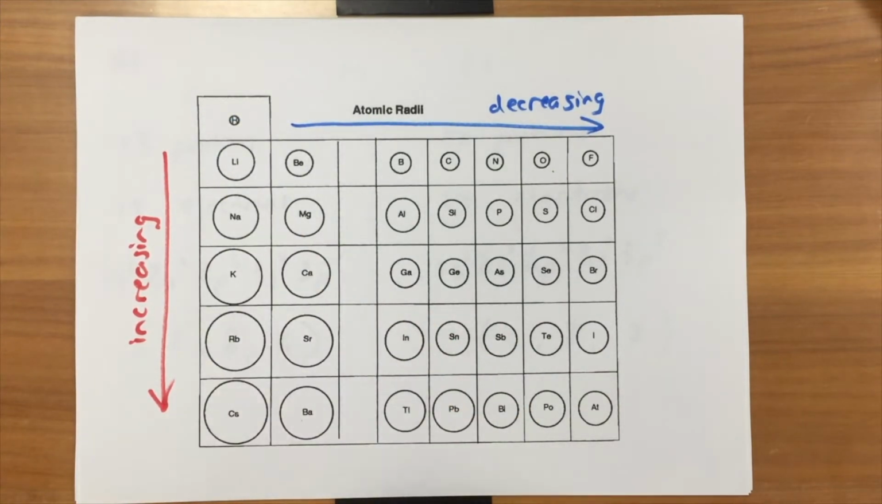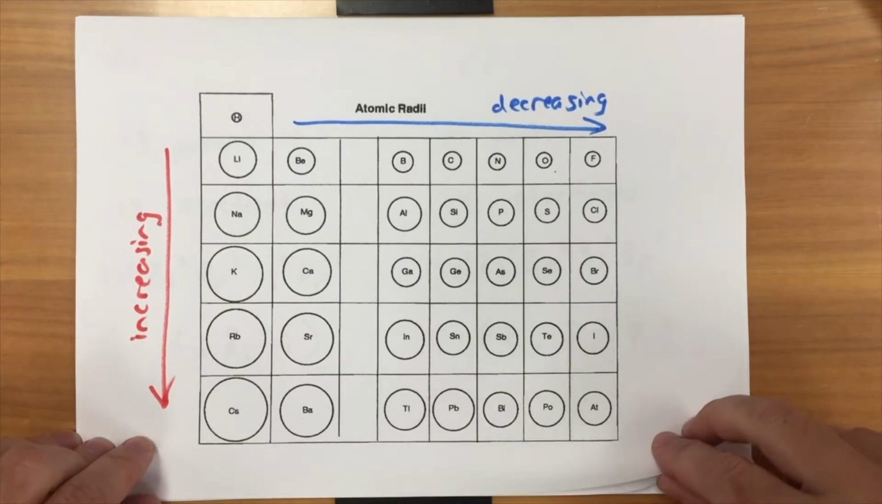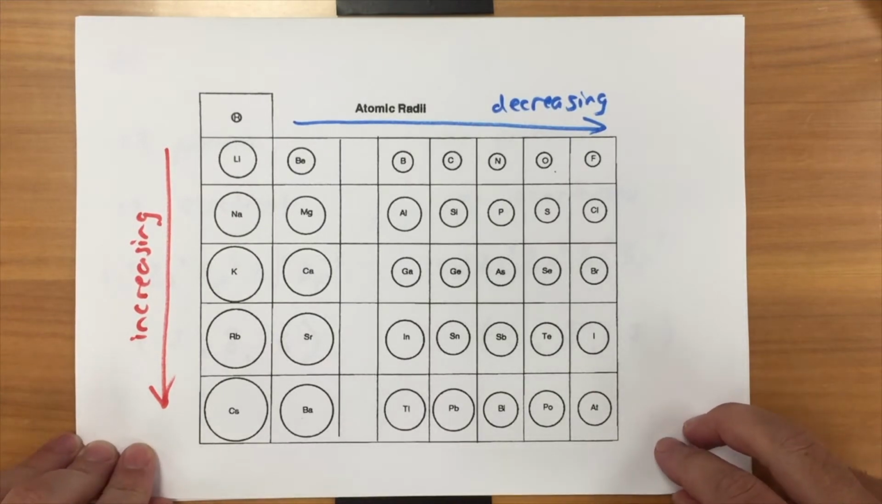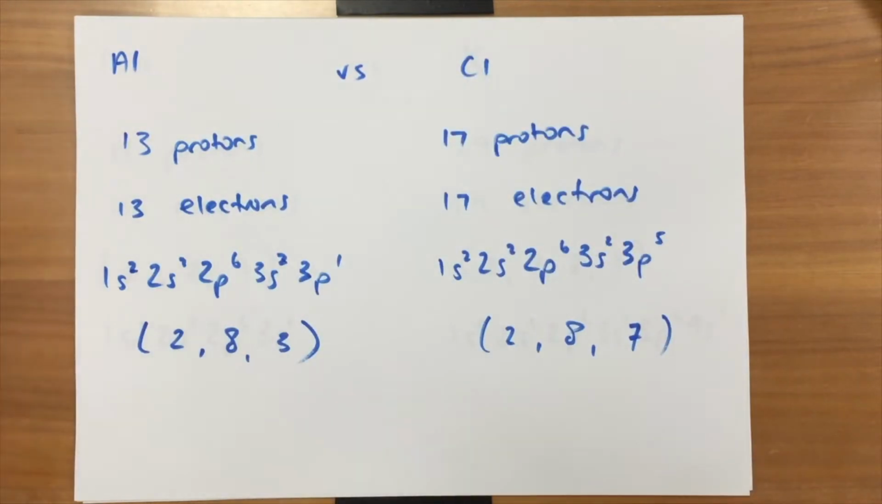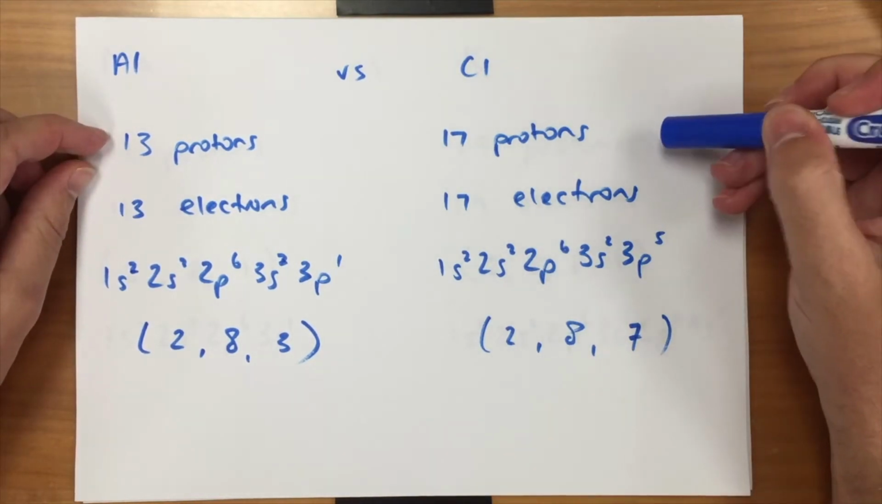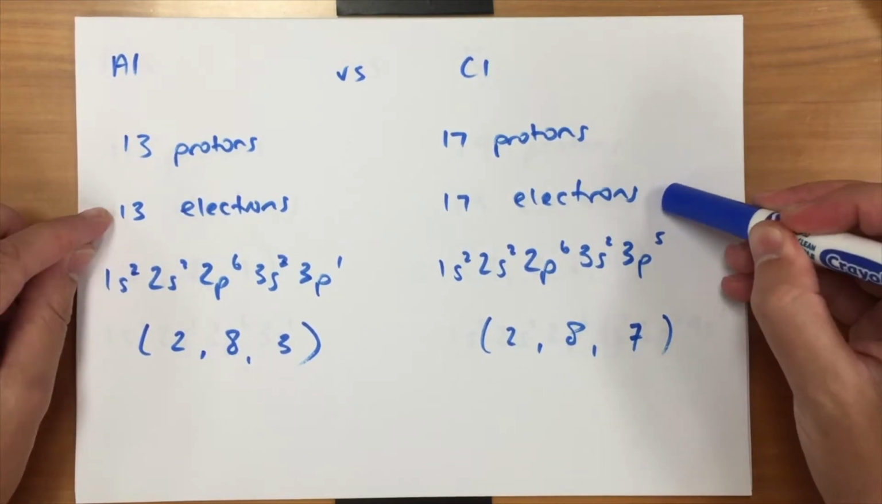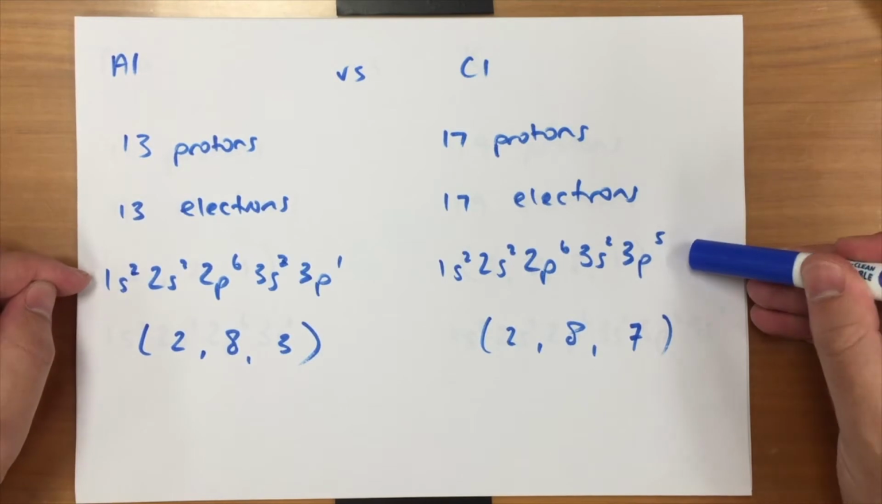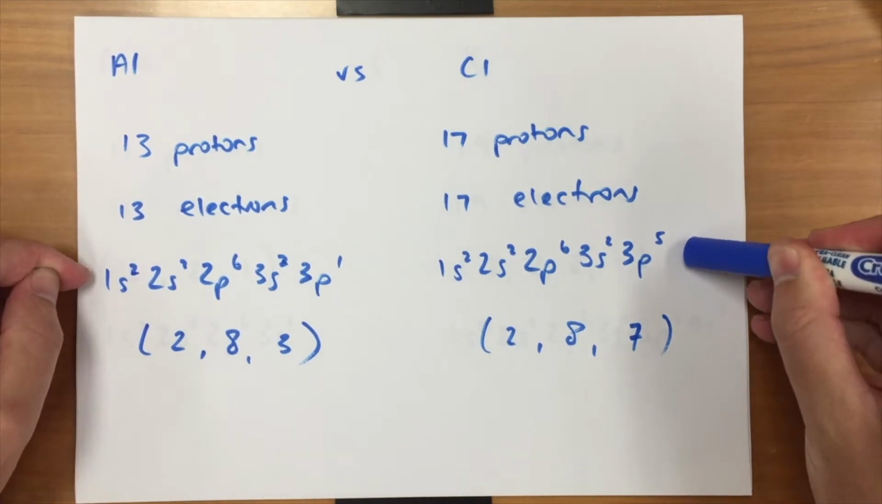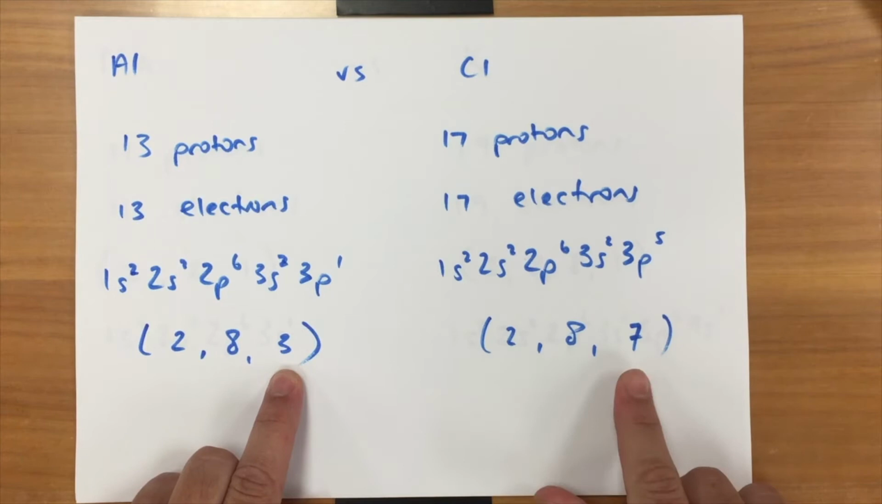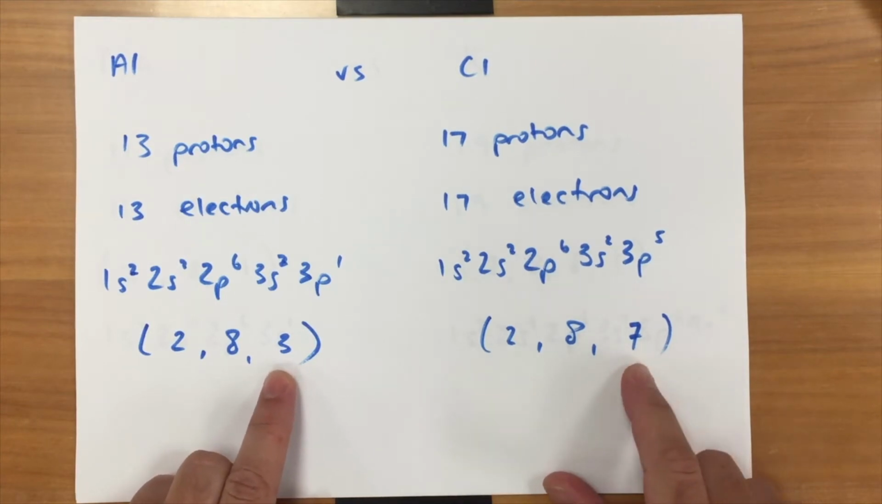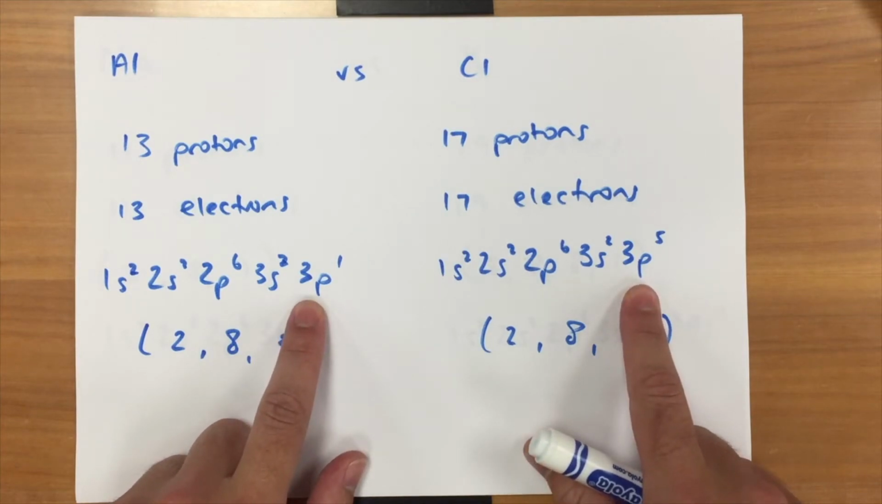So that's atomic radii, how the radius of atoms changes across the periodic table and down the periodic table. Let's look at a couple of examples. Let's look at aluminium and chlorine. Aluminium has 13 protons, chlorine has 17 protons. Aluminium therefore has 13 electrons and chlorine therefore has 17 electrons, and we can compare their 2 electron configurations, and we can see that aluminium has 3 in its valence shell, chlorine has 7 in its valence shell. Both valence shells are the third energy level, the 3p subshell to be specific.